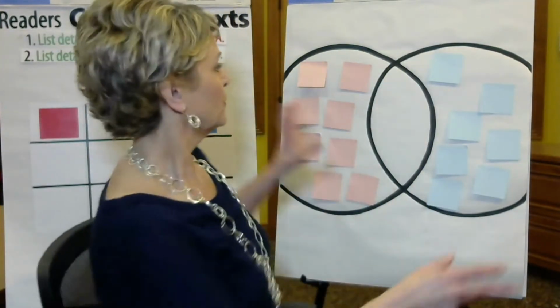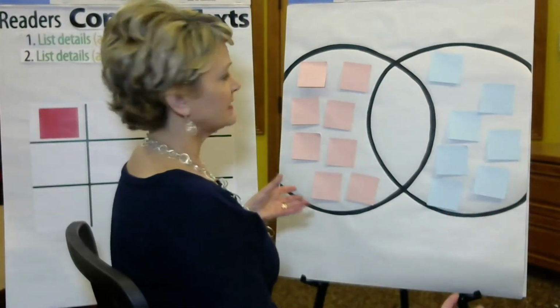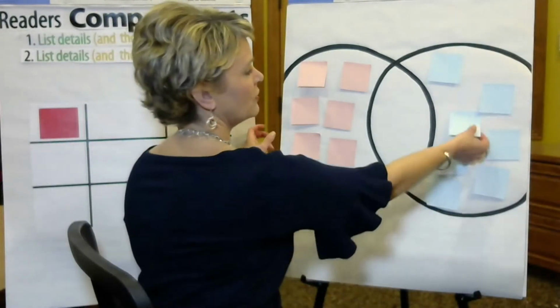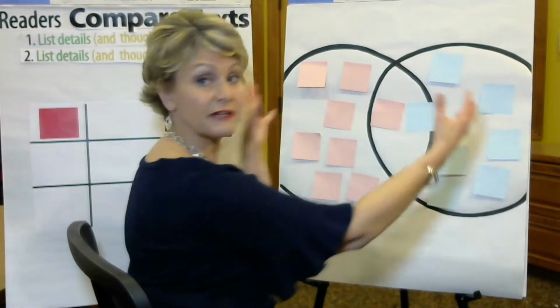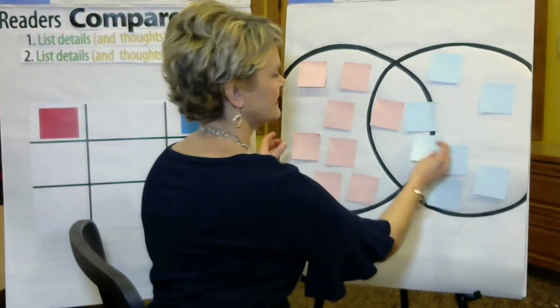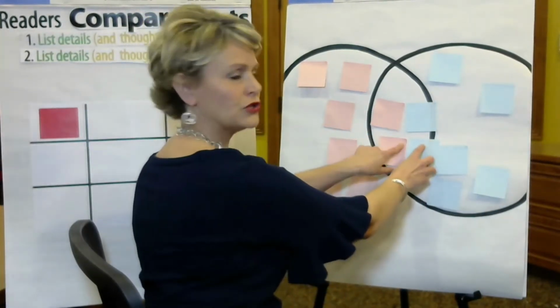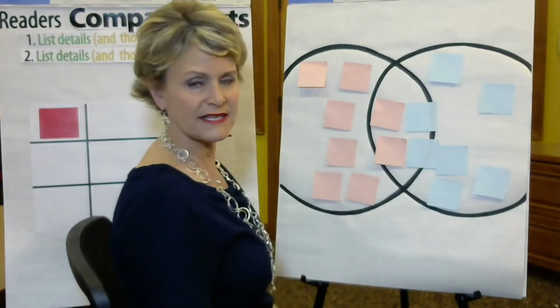Now, we've learned that when you're done with this, then you start to look and say, oh, this topic has this, and so does this topic. Or if it was two texts, this text said this, and this text said it too. And so you put similarities in the middle.